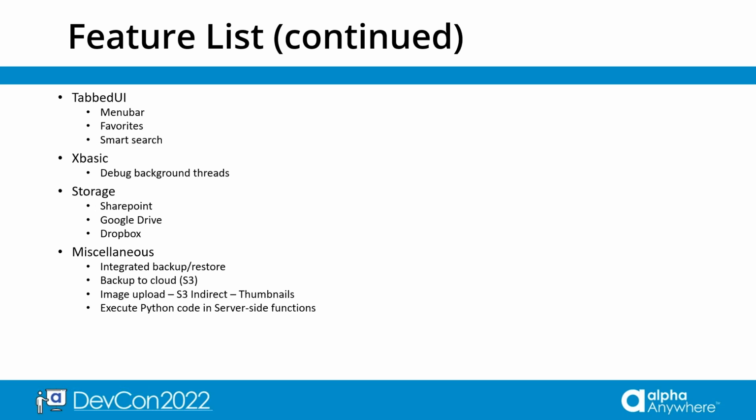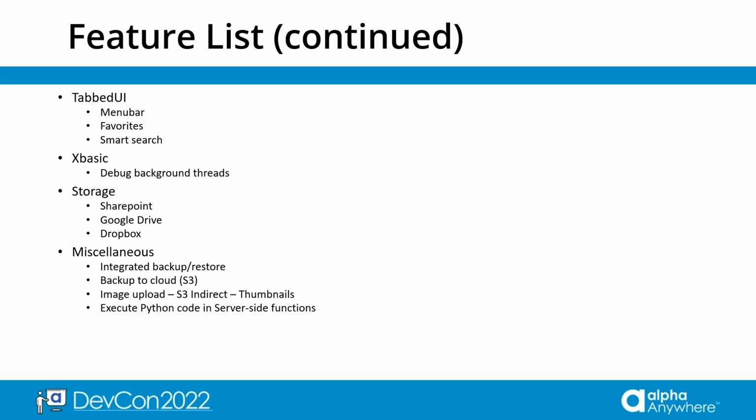because the upload was taking place directly from the browser to the S3 bucket. But with S3 indirect, you now first upload to the Alpha server, and then on the Alpha server you can create thumbnails if you want, and then you upload to S3. It's no longer necessary to worry about CORS settings.